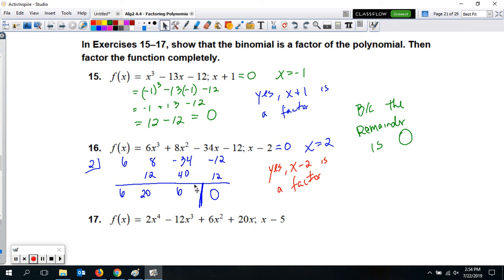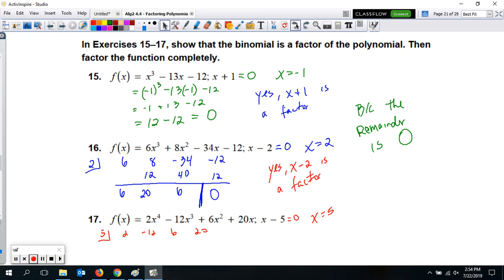All right, for 17, hopefully you've finished that one. Now you're just going to check your answer. I'm going to use synthetic division on this one. So again, equals 0, our multiplier is 5. You may have done it the other way, and you can get the same answer that way as well. So I have x to the fourth, which is 2. X to the third is -12. X squared is a 6. The x term is 20. And there is no constant number.